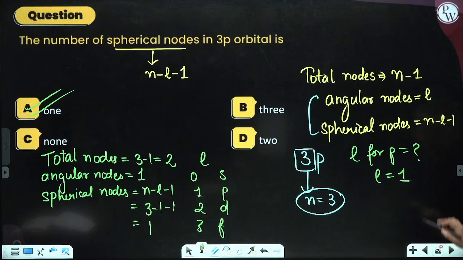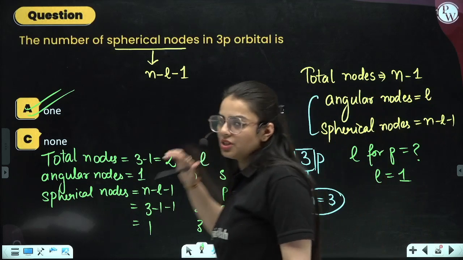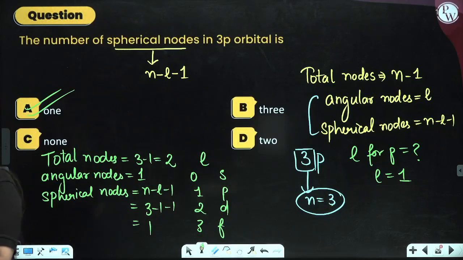Okay. Now I shall give you one more question based upon the spherical nodes and then we will wrap up our today's segment. I've already taken that question out. It is also a previous year question. Orbital having 3 angular node and 3 total node is.